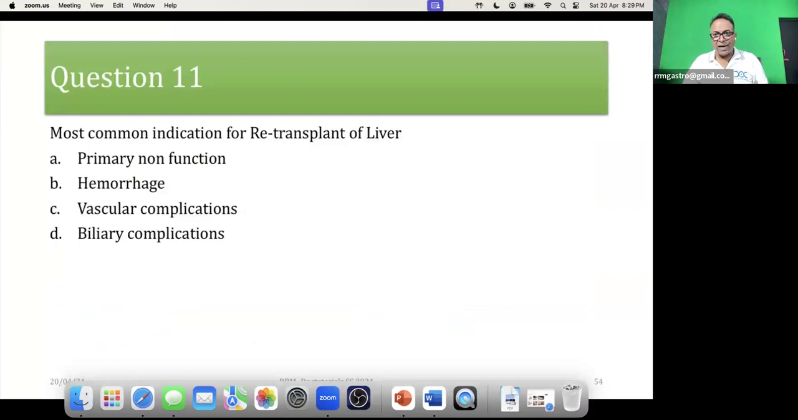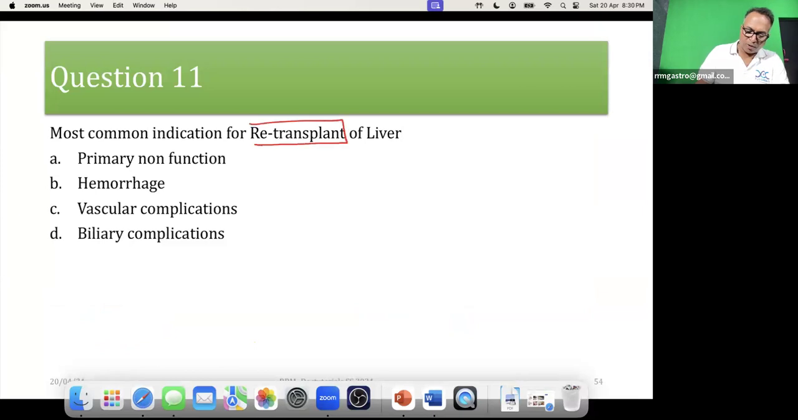Most common indication of retransplant of liver. Can you tell me what is the most common indication of retransplant? Yes. Answer this question. Retransplantation of liver. You have done a transplant and immediately you are going for retransplant. Answer is primary non-function. What is this primary non-function?